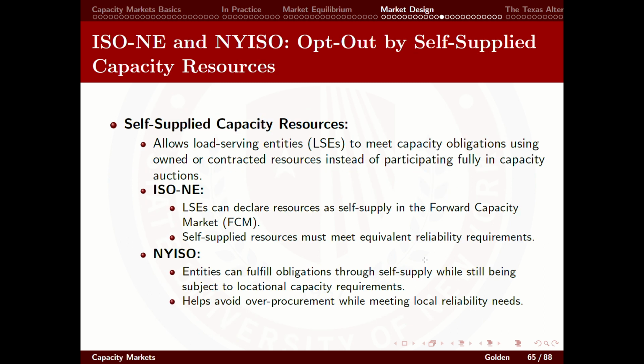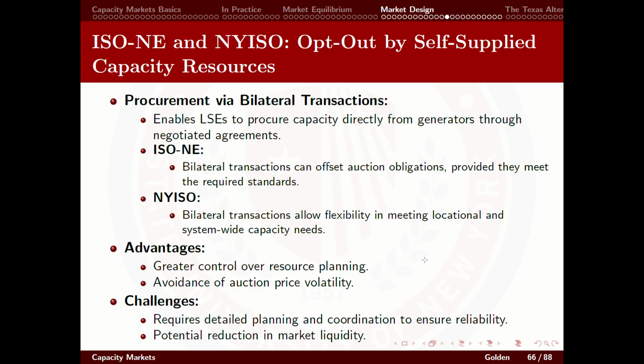ISO New England and NYISO opt out by self-supplying capacity. What they do is load-serving entities can declare that they have enough self-supplied resources. Usually, this means that they are building it themselves and generating themselves. NYISO has the same ability, and this helps meet local reliability needs if you have a particular utility company that has a different need than everyone else.